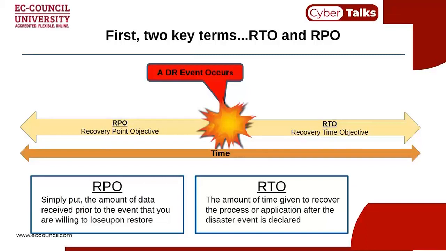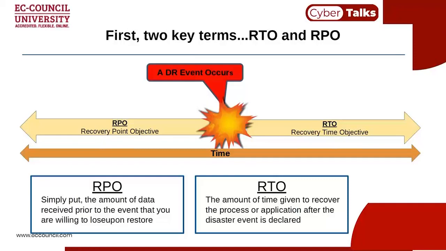What this is, it's the amount of time given to recover your process or application after the disaster event is declared. So if a disaster occurred now, I have 30 minutes or an hour or 8 hours to recover my business process and my applications, databases, and everything else that supports it so that I'm back to functioning. That is RTO.